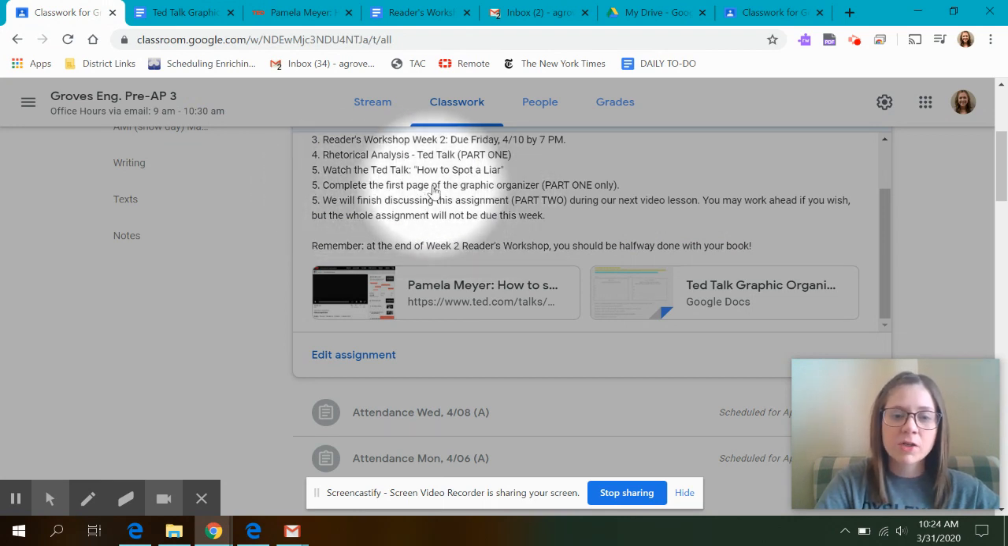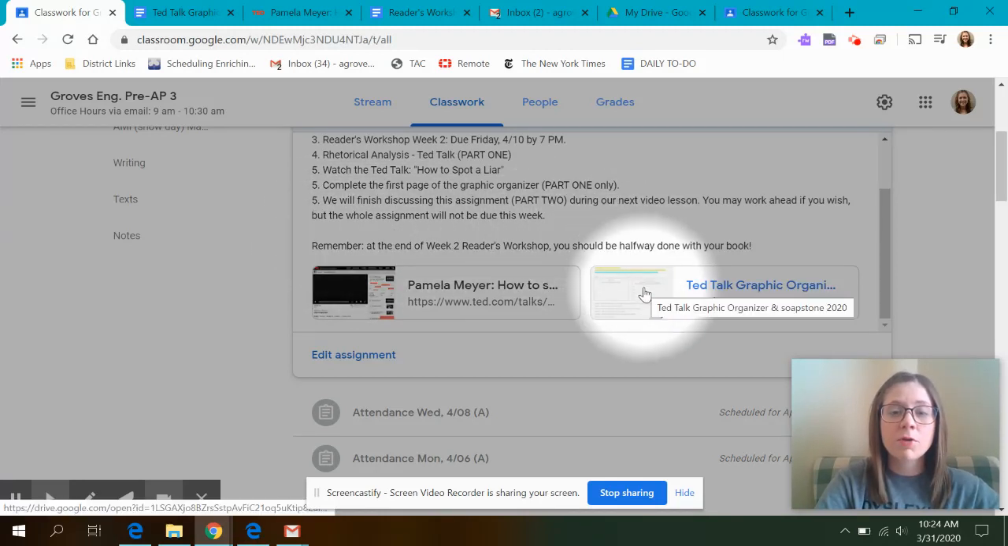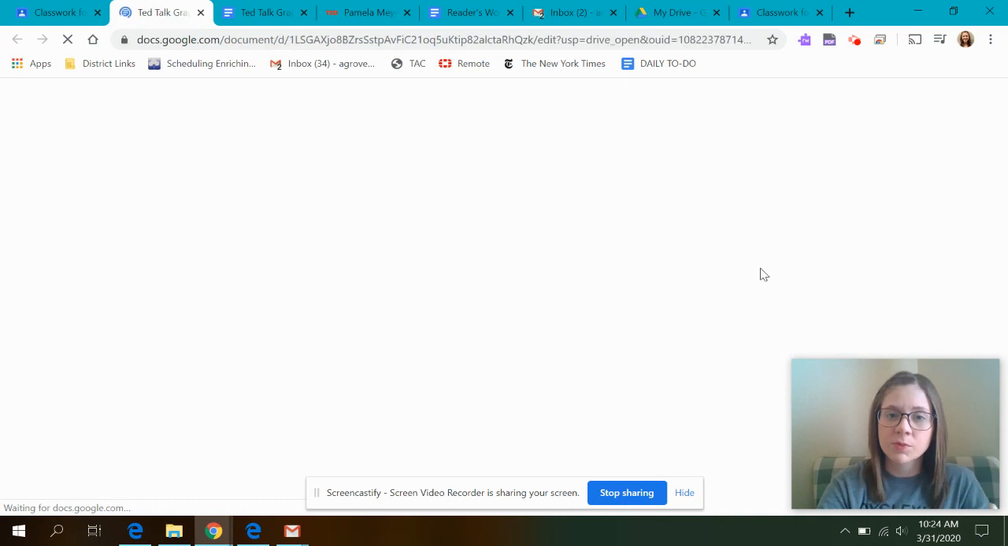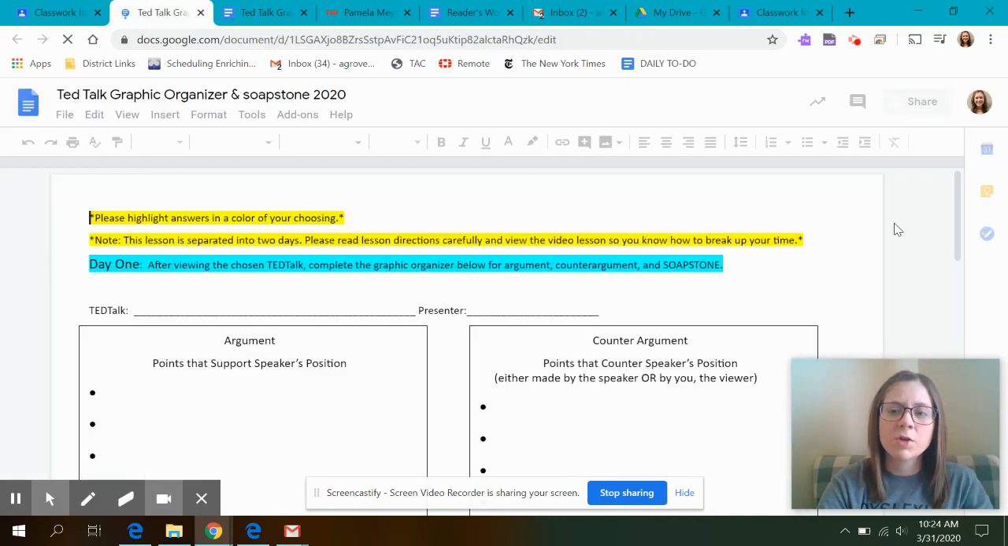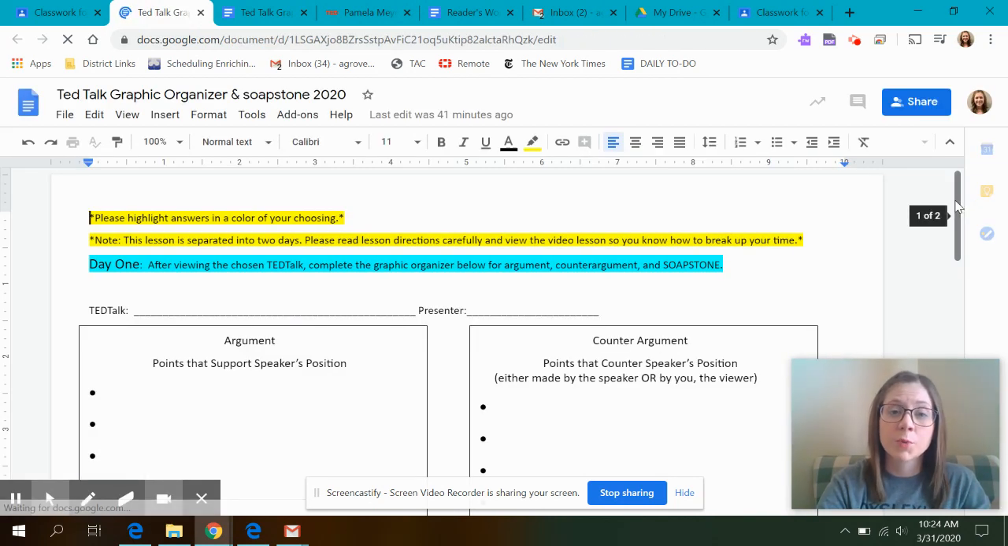Complete the first page of the graphic organizer, part 1 only. We will finish discussing this assignment, part 2, during our next video lesson. You may work ahead if you wish, but the whole assignment will not be due this week. So if you want to work ahead, that's fine, but I'm not even going to have this whole 2-page assignment due this week because I want to make sure you have plenty of time to work on Reader's Workshop.